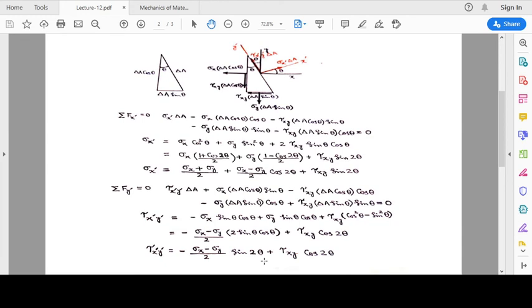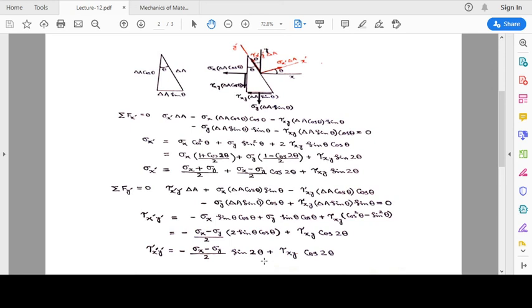Actually, now what we have to do is that we are not just finding the stresses, because we would like to find the stresses on an oblique plane. We have to find the maximum normal stress and maximum shear stress to which the structural member is going to be subjected, because those stresses are going to be important for us from a design point of view.